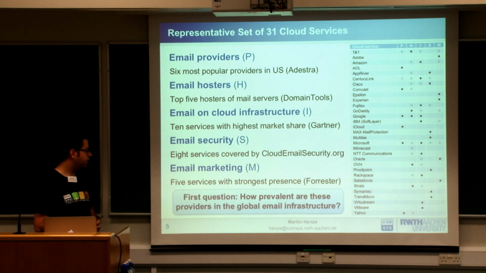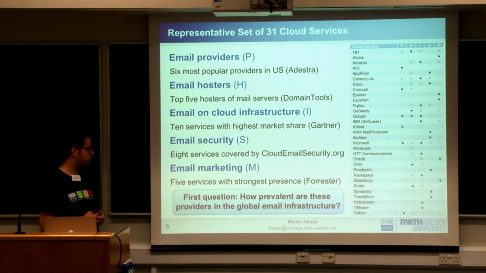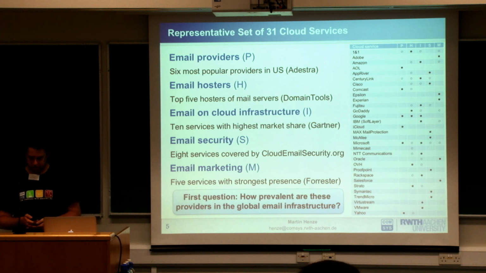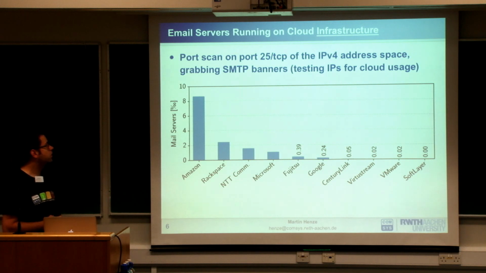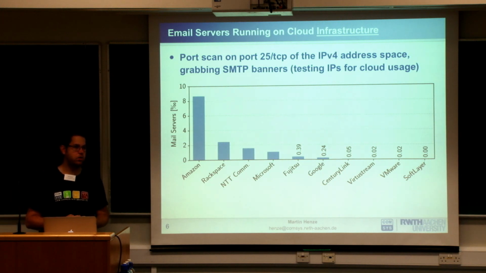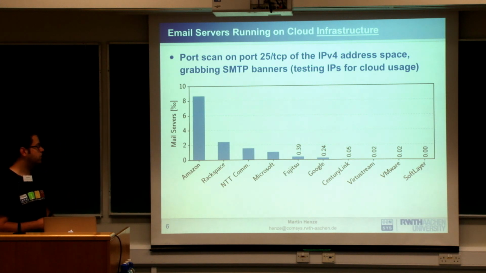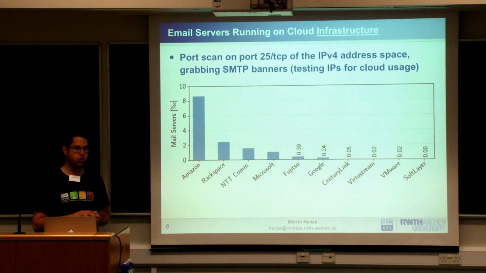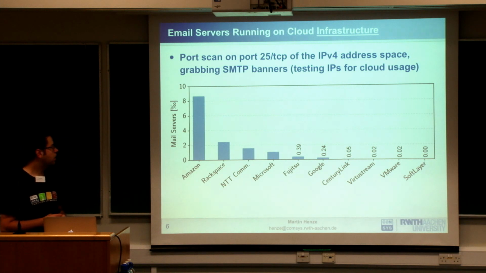Then the first question that naturally pops out is, how prevalent are these providers in the global email infrastructure? So we set out and did some active measurements. We essentially used a port scan of port 25 TCP on the whole IPv4 address space, making sure that there's really an SMTP server running. And we tested the IPs of these mail servers against the IPs of the cloud infrastructure providers that we were interested in. This is not all providers, just the 10 cloud infrastructure providers.